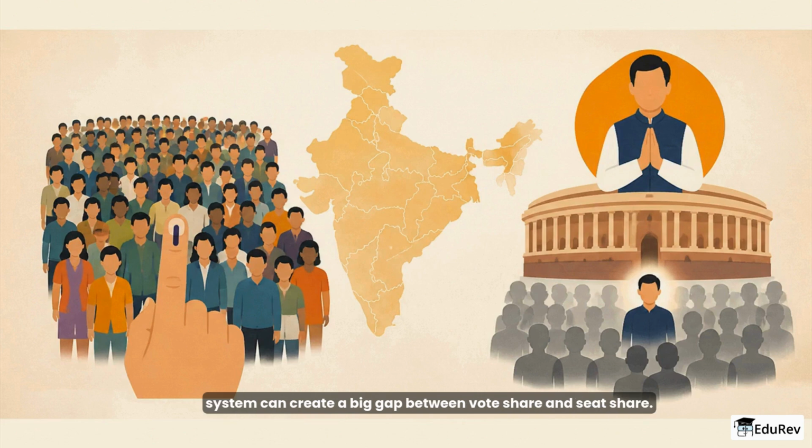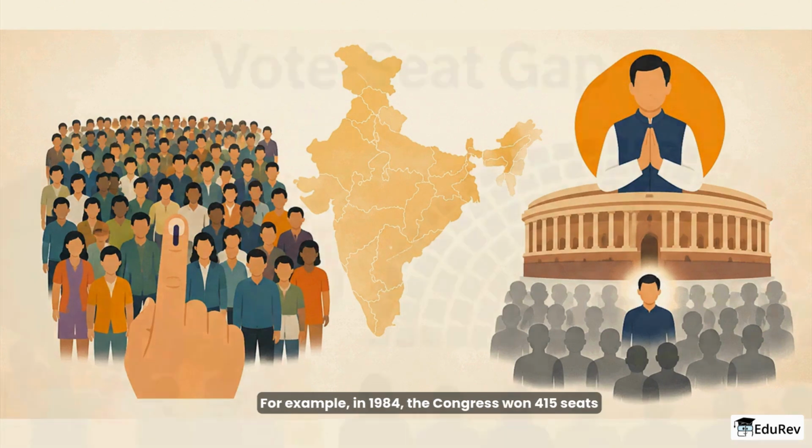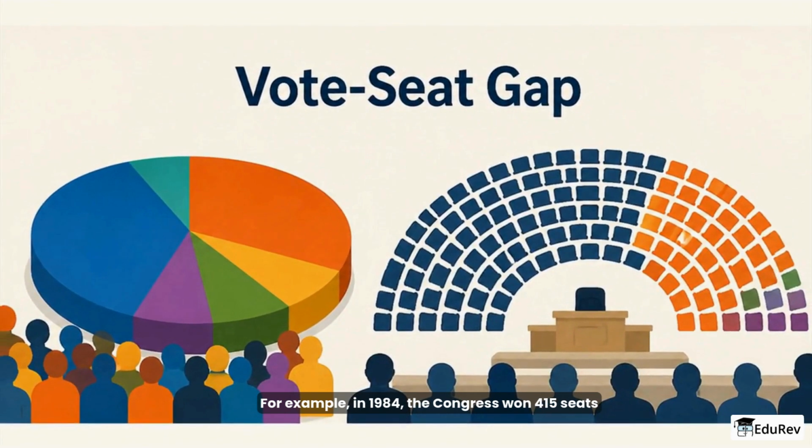This system can create a big gap between vote share and seat share, and many votes for losing candidates do not help elect anyone. For example, in 1984, the Congress won 415 seats out of 543 with about 48% of the vote, showing a large vote seat gap. In FPTP, a party can win many seats with less than majority support in each place.